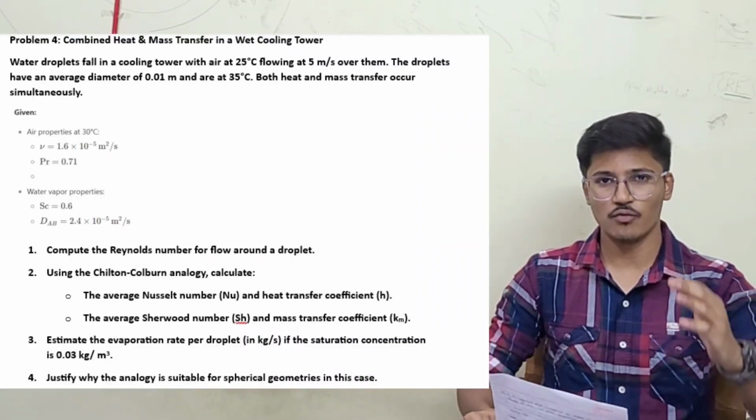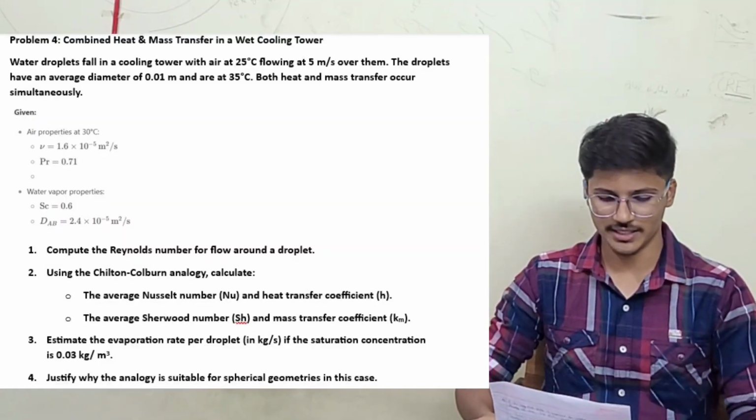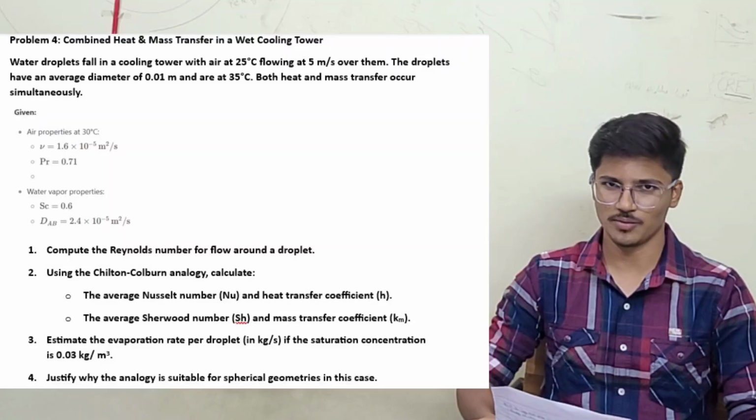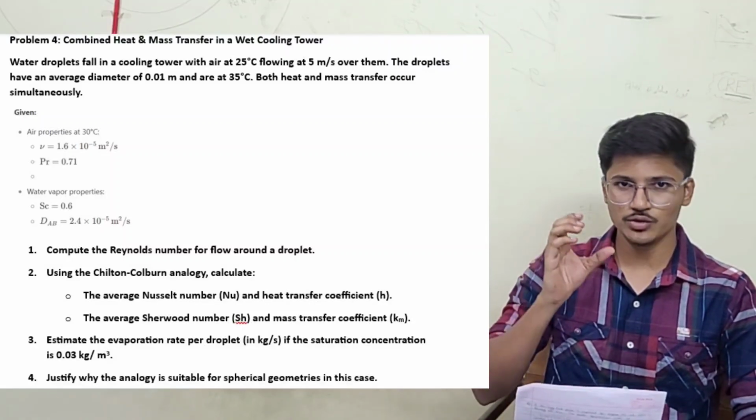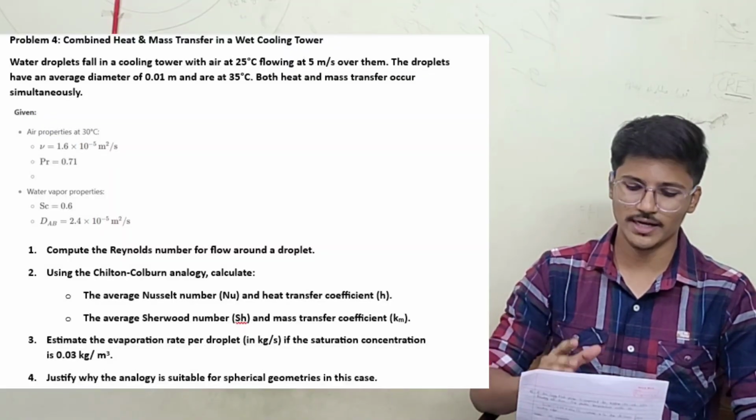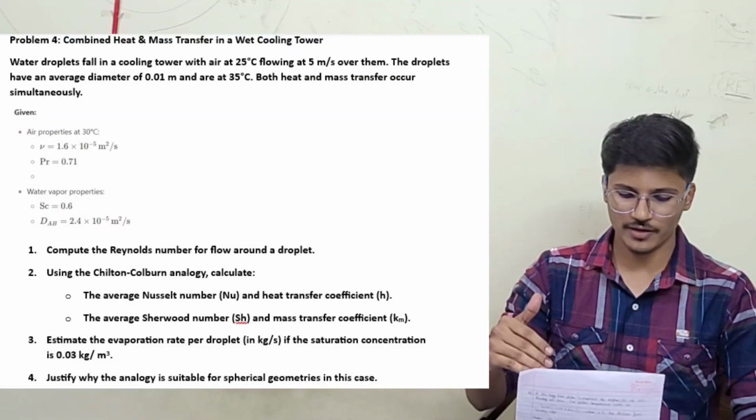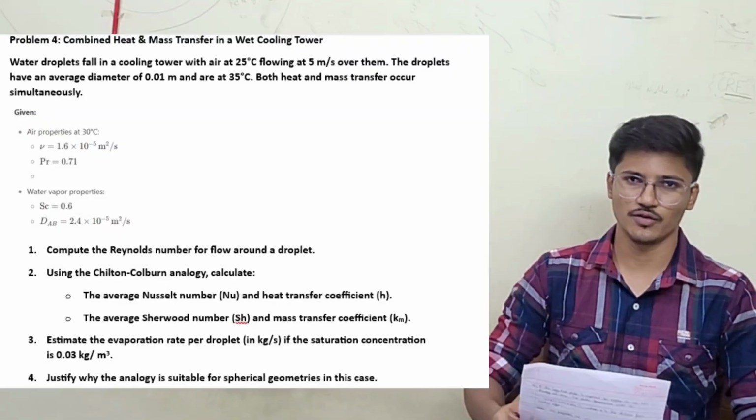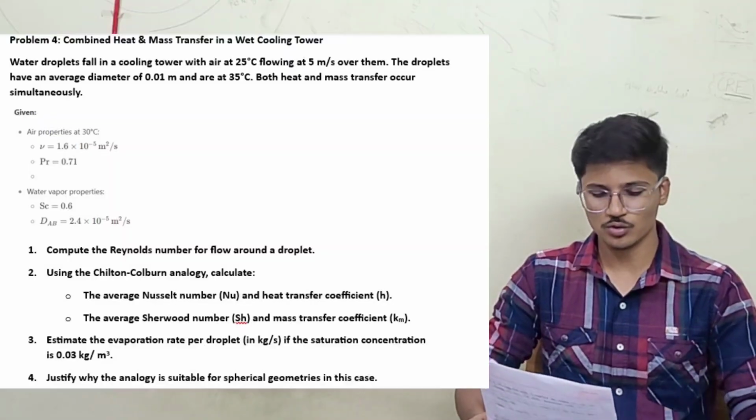Now let's look at what we need to calculate. There are four parts in this question. Part A is we need to compute Reynolds number for flow around a droplet. So this is the first part. In the second part, we need to use Chilton-Colburn analogy. That is, using Chilton-Colburn analogy, we need to calculate average Nusselt number and heat transfer coefficient. Also, we have one more part in that question, that is average Sherwood number and mass transfer coefficients. So both are similar, just we have a little difference. So we'll go to part C.